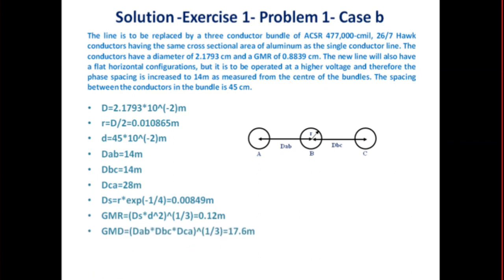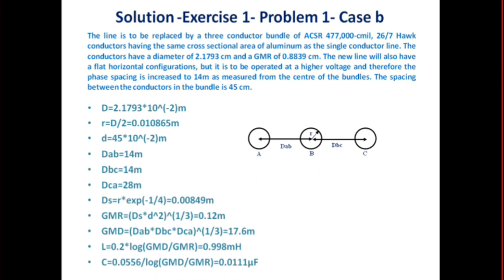Next you have to find the value for GMD. The GMD expression is the cube root of DAB into DBC into DCA. DAB is 14, DBC is 14, DCA is 28. You substitute it and you get the value as 17.6 meters. Now you know the GMD as well as GMR, so you can directly find the value for inductance as well as capacitance. Inductance is equal to 0.2 into log of GMD divided by GMR. You substitute the values for GMD and GMR and you get 0.998 millihenry.